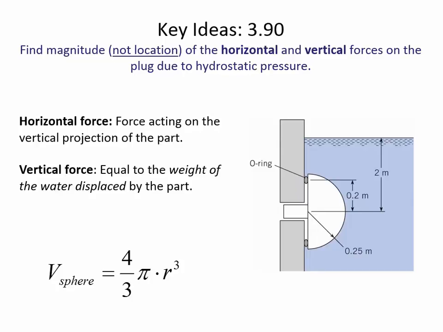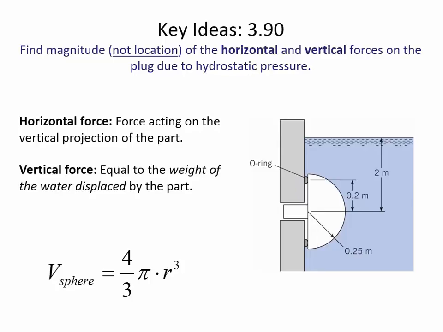For the horizontal forces, you're just going to pretend it's a circle in the water at a certain depth. You're going to have to find the location of the centroid and use the area moment of inertia formula to find the YCP, in other words, the depth of the center of pressure, which is where the horizontal force is located.